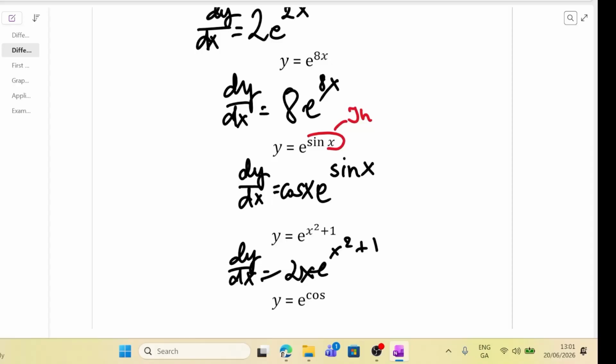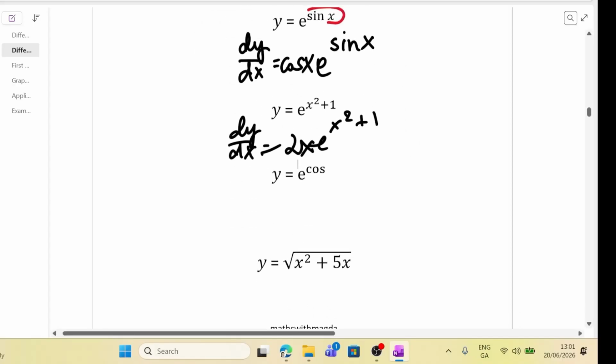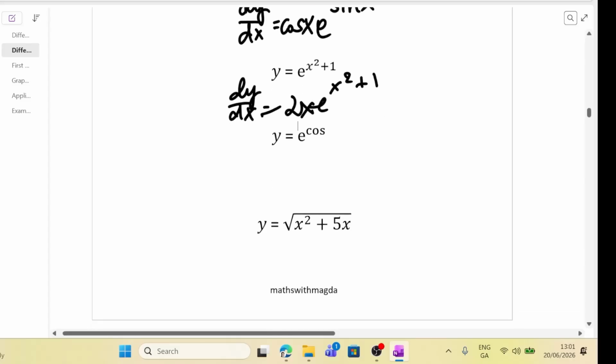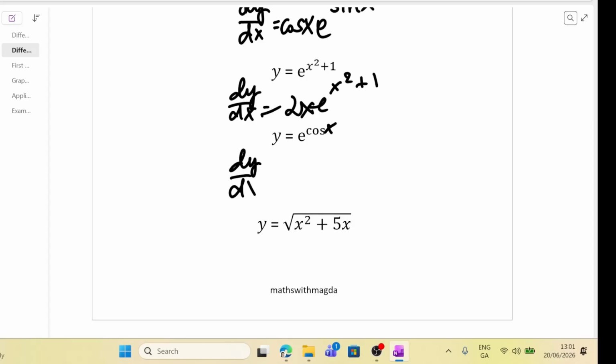Next one, guys, so if you look at e to the power of cos of x, the inside is cos of x, outside is e, so dy over dx, again e to the power of cos of x, and then the derivative of cos of x in your log tables is just minus sine of x.